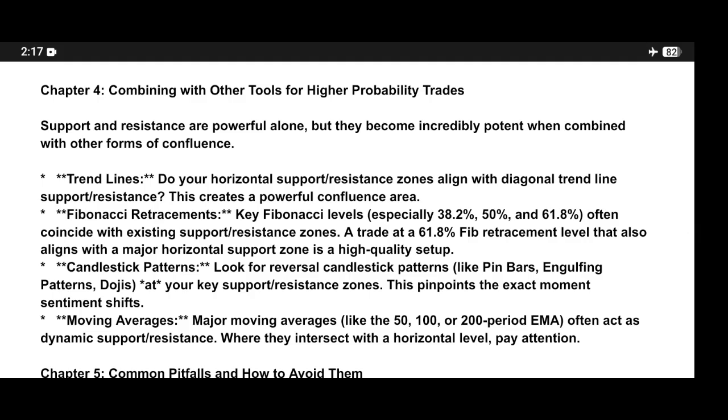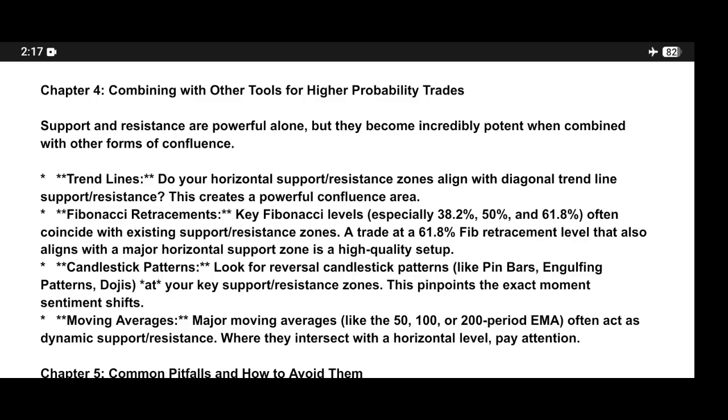Do your horizontal support and resistance zone align with a diagonal trend line of support or resistance? This creates a powerful confluence area. Number two is Fibonacci retracement.